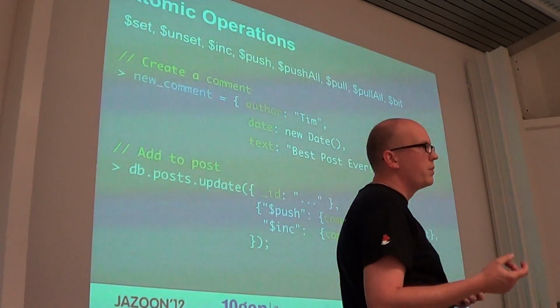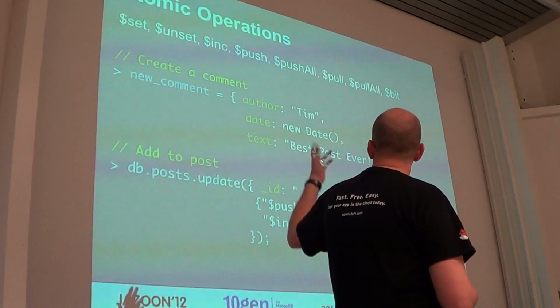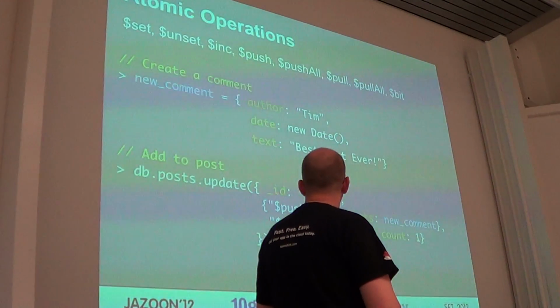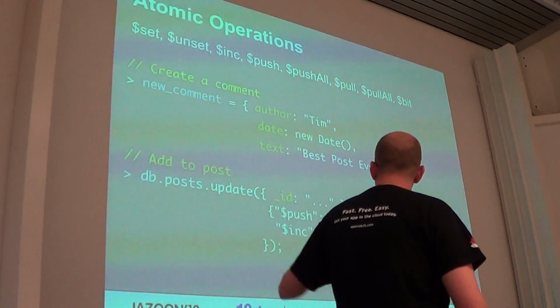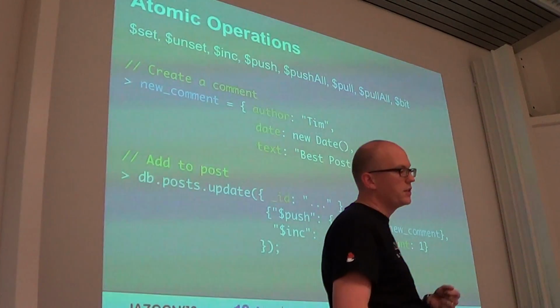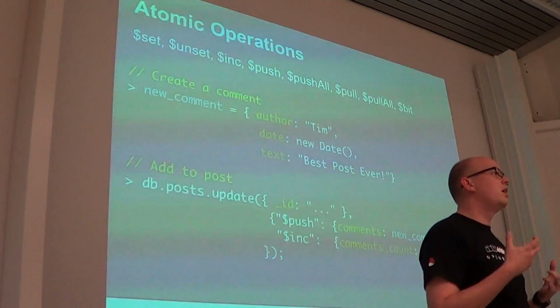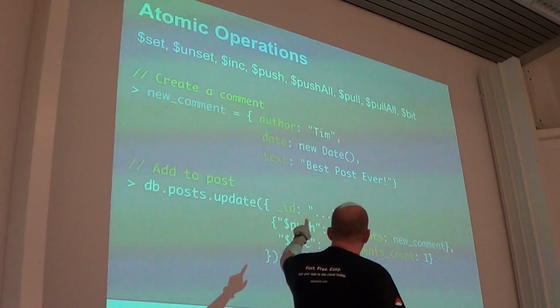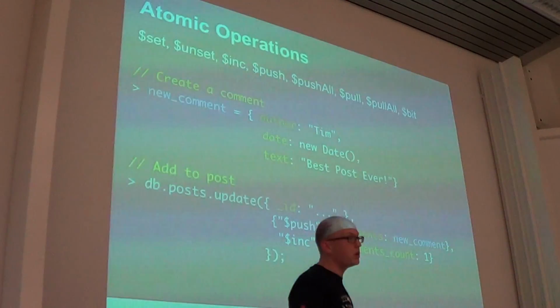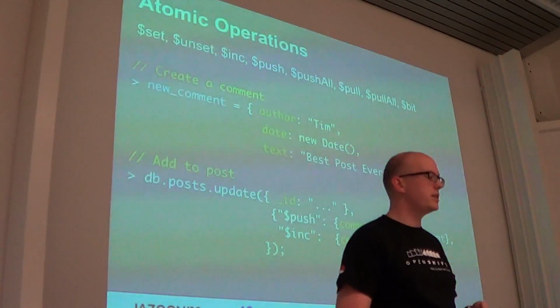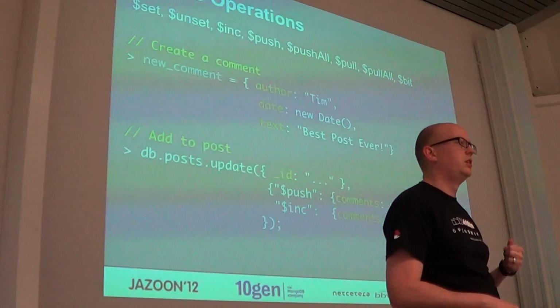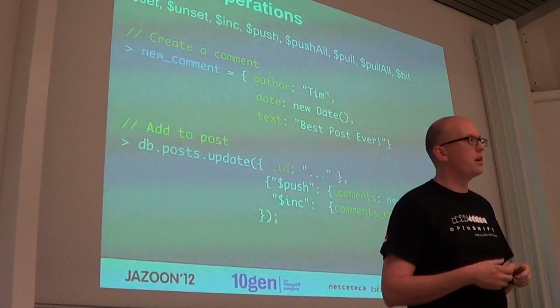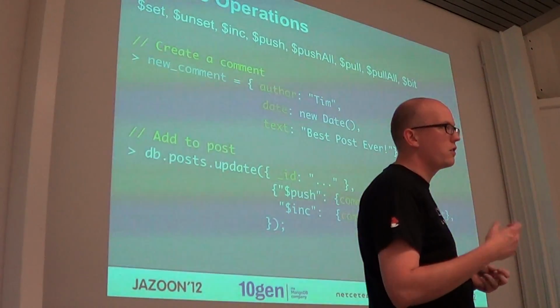So here we're creating a comment, and all we're doing is just adding in a new document. But the interesting part here is when we actually go and update. So the first thing we're doing is providing a query for what we want to update and match. So here we just have an example of an ID. And the second part is what the update is. So we're doing a push, and we're pushing to comments, the new comment, and we're doing an increment of comments count.